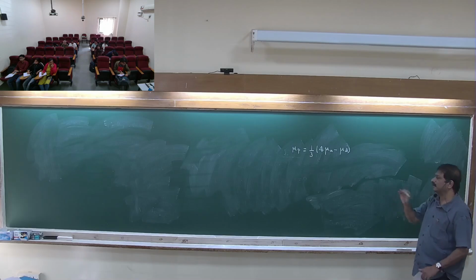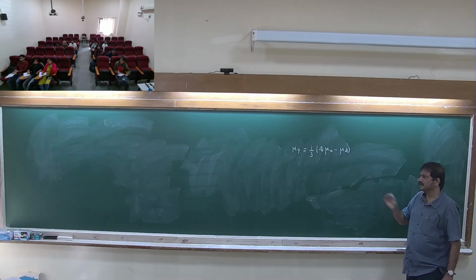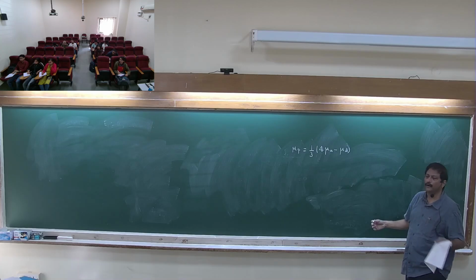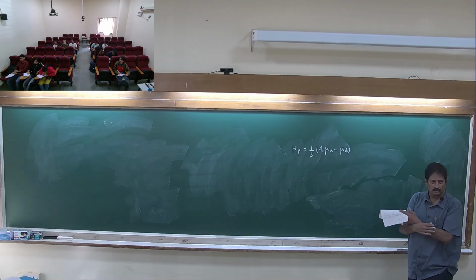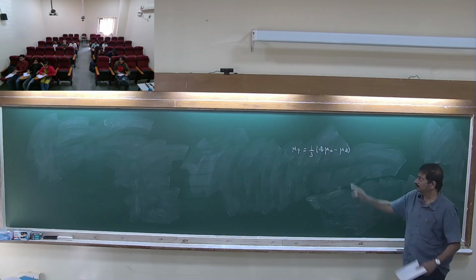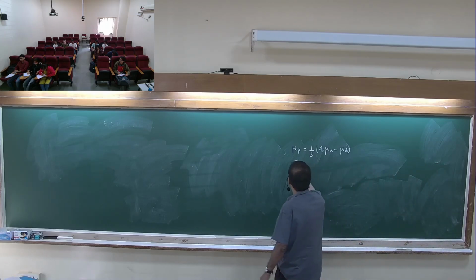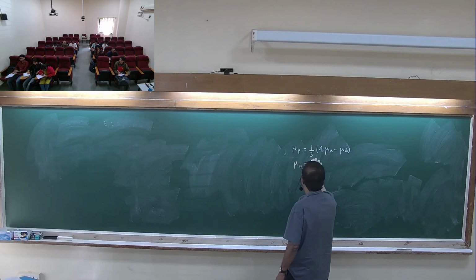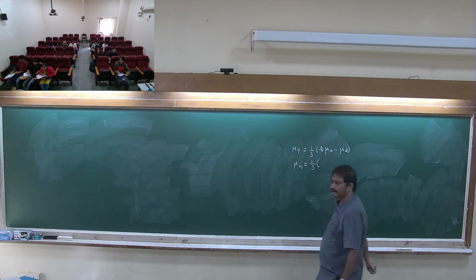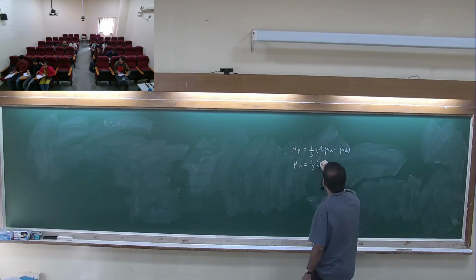Now, if you say that a proton and neutron are the same except for the swap of the u and d quarks, then please tell me what is the mu of the neutron. It is 1 by 3 times 4 mu d minus mu u.